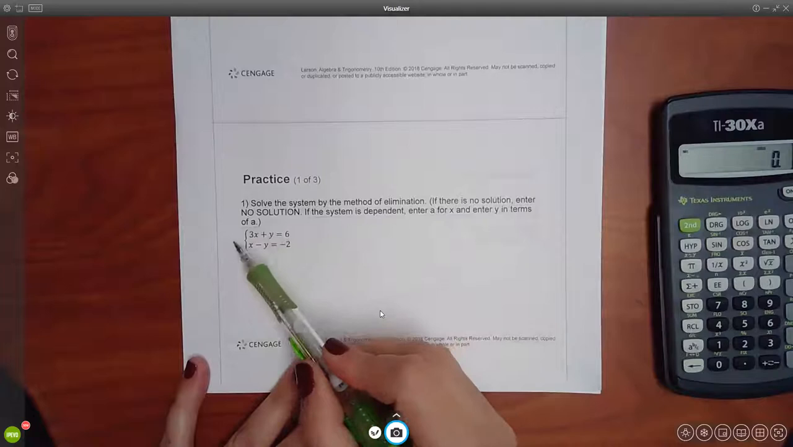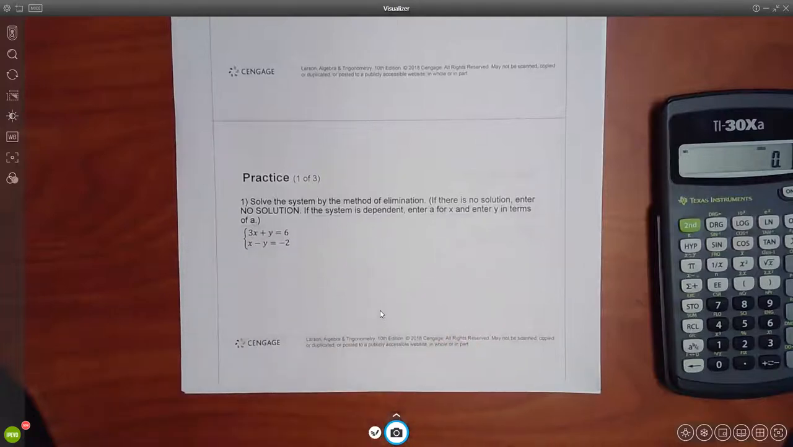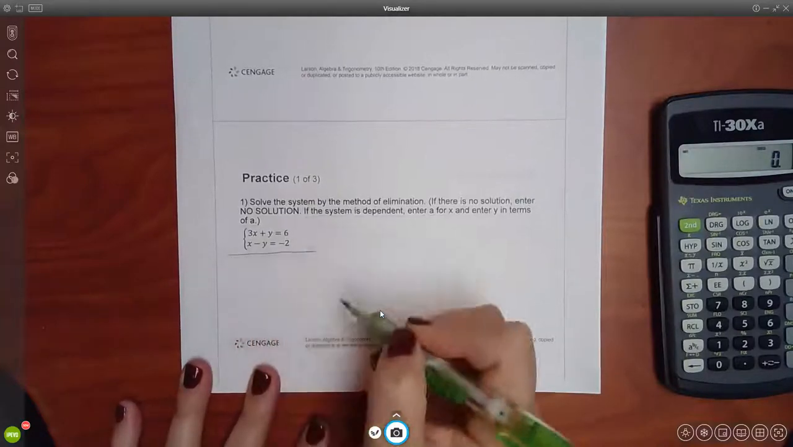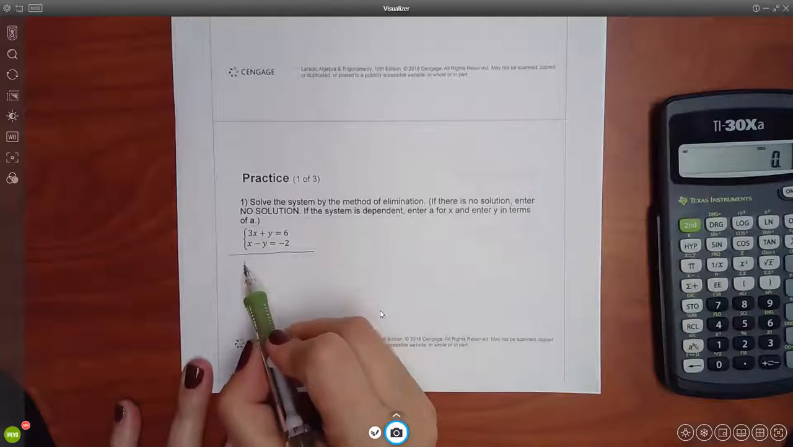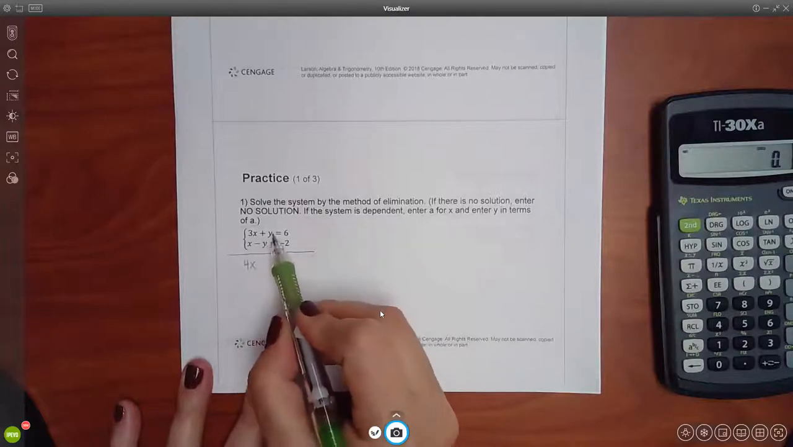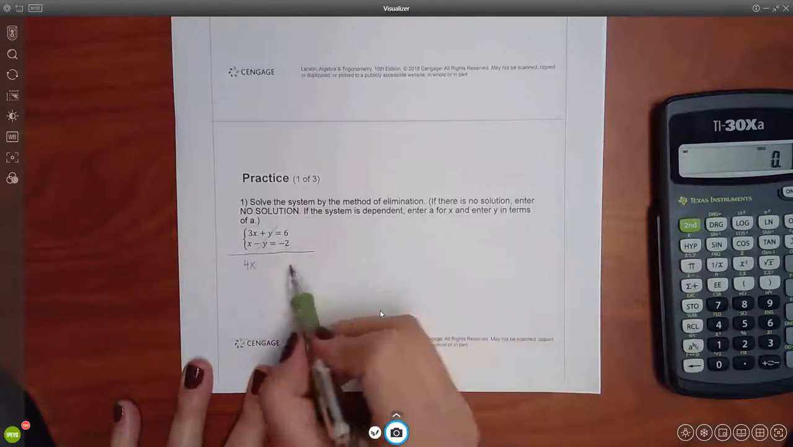Which of these letters would you think is the easiest one to eliminate? It is Y. They already have the opposite signs, don't they? And don't they already have the same coefficient as well? They do. So I could just combine them right off the bat. I don't even need to multiply anybody by anything, right? That's nice. So if I combine them, 3x and x is going to give me 4x. Positive y minus y is going to cancel. And then 6 minus 2 is 4.